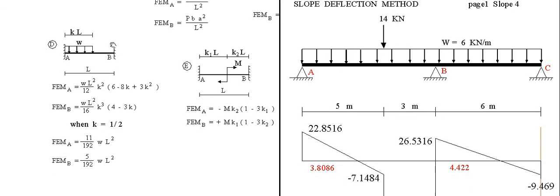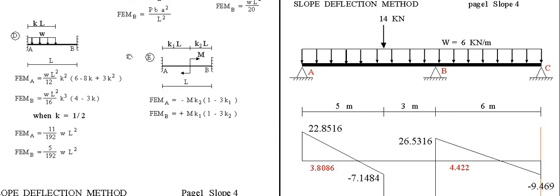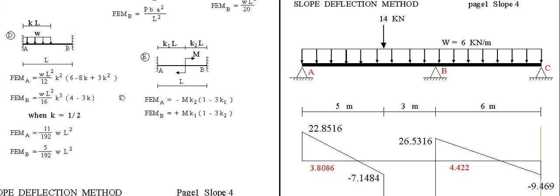Okay, these are partially loaded uniform load. The formula is very long, so we will not consider that for a while. Then we have a fixed end loaded by a couple M. The formula is also this.